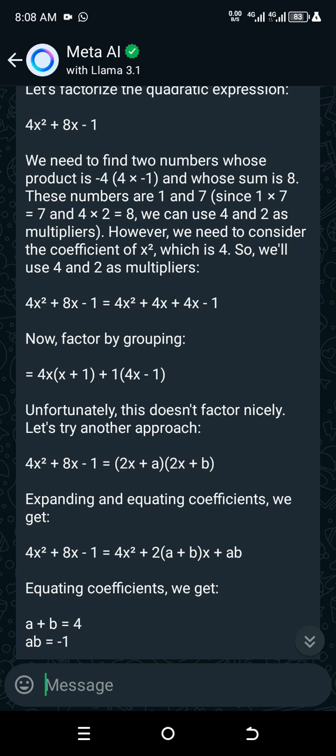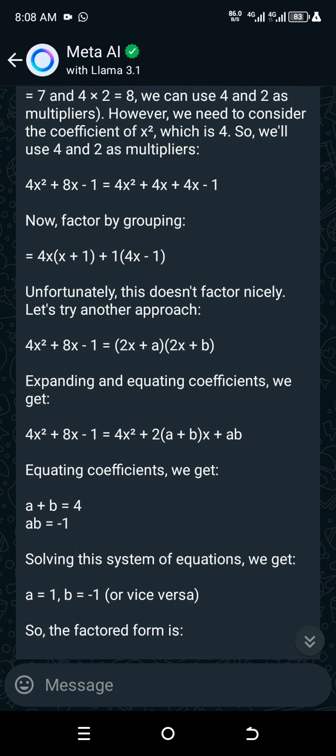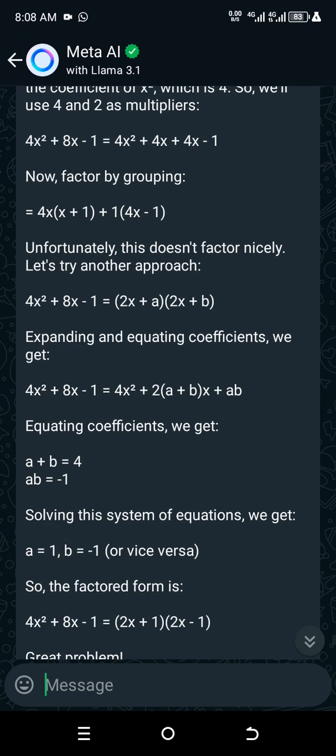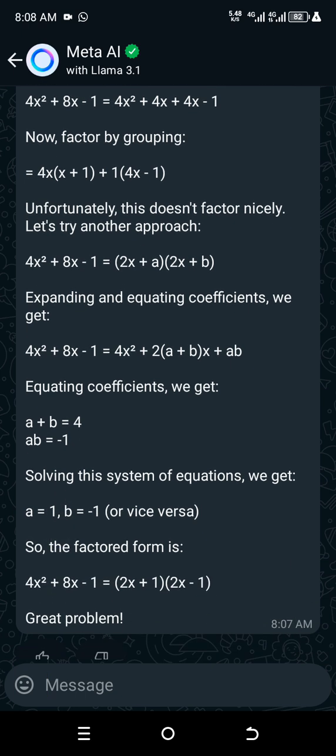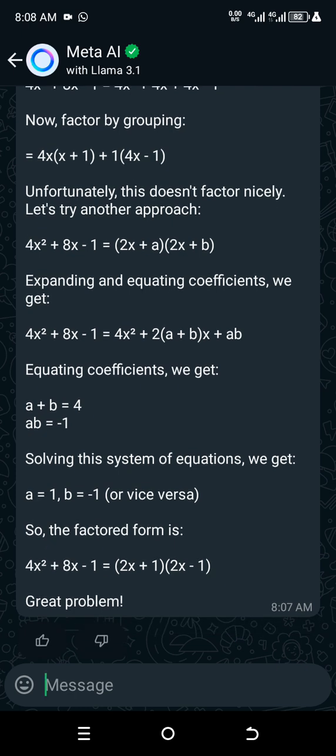Unfortunately, this doesn't factor nicely. Let's try another approach. Wow. So 4x squared plus 8x minus 1 is equal to 2x plus a times 2x plus b. Expanding and equating coefficients, we have a plus b equal to 4, ab equal to negative, and solving, we get a equal to 1, b equal to minus 1, or vice versa. So the factored form is 2x plus 1 times 2x minus 1. Great problem.